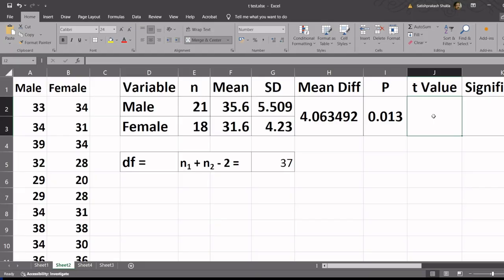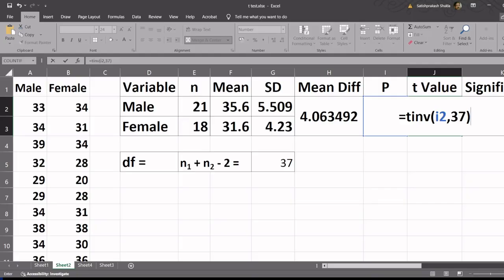To find t value, the function is there, it starts with equal sign, and then we have to write t inv, t inverse, inv means inverse. Then in bracket we have to write probability value, but probability value we have already calculated in I2. So, we will write here I2, then we will put comma, and after comma we have to write degree of freedom DF. DF we have calculated 37. So, we will write 37 and then bracket over again.